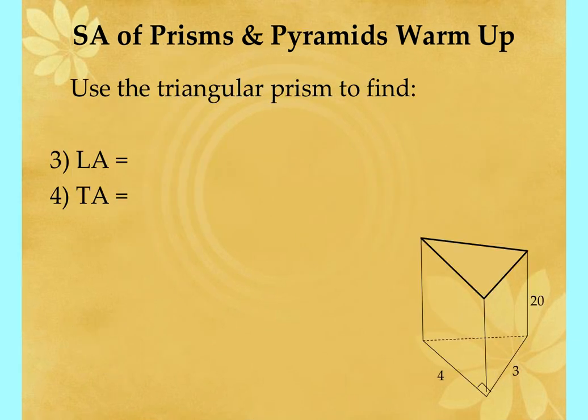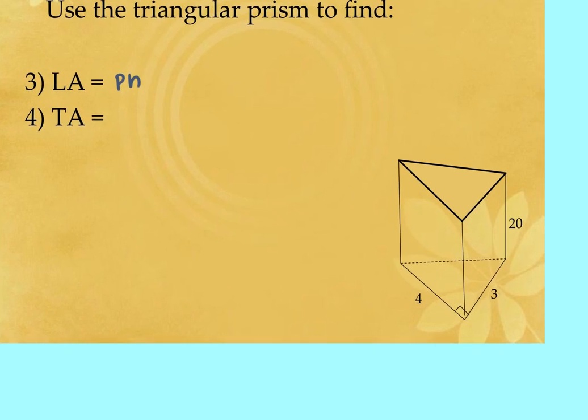All right, questions 3 and 4 said use the triangular prism. Now still a prism, so still perimeter of the base times the height. This time the base is a right triangle. In order to get the perimeter there, I need that third side. That is a triple, 3, 4, what? 5, good. So the perimeter of that base would be 3 plus 4 plus 5, or 12. And the height of that prism is 20. So this is 240.